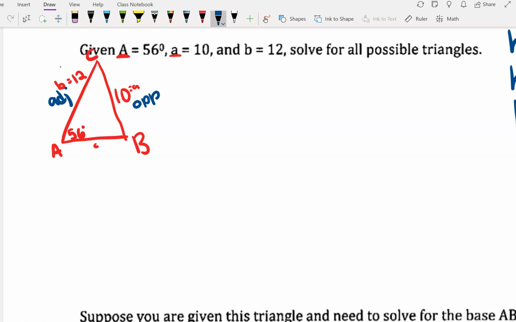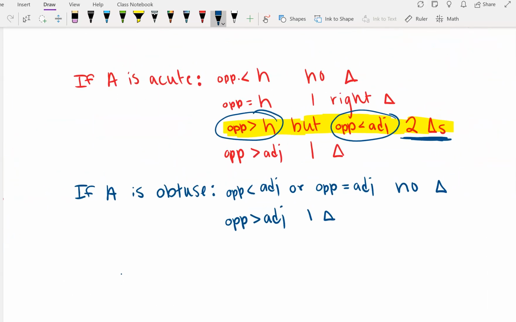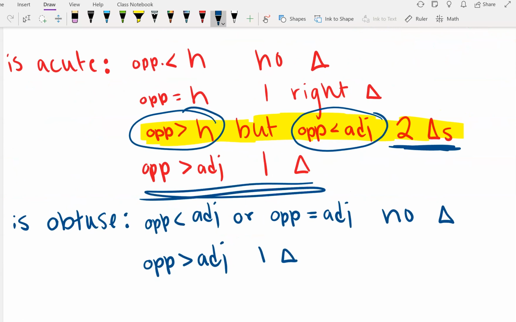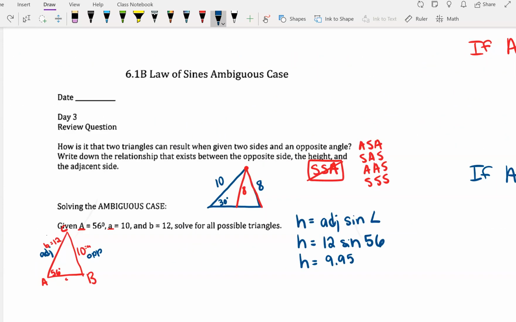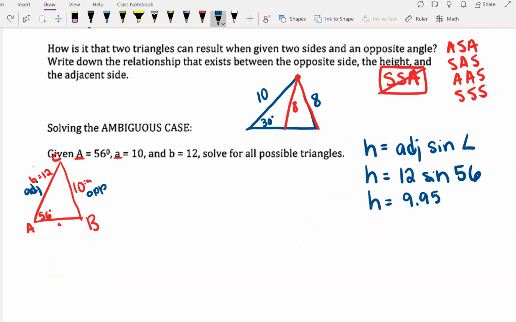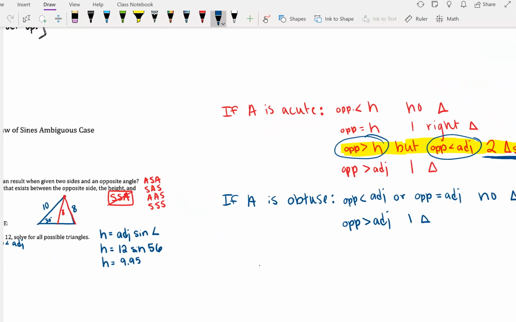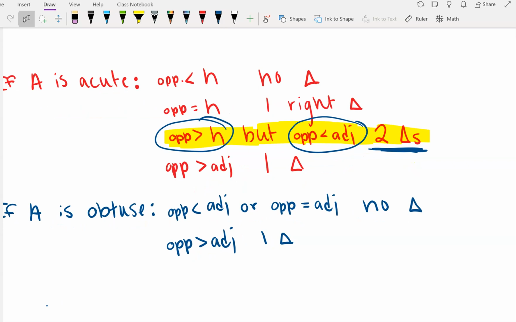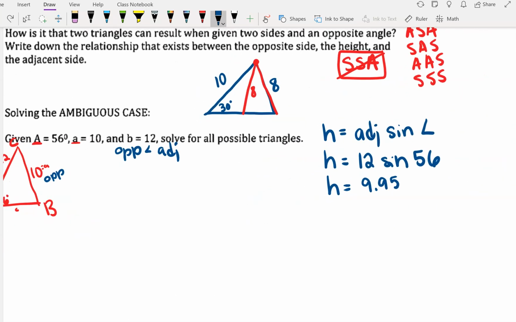And the first thing I always want you to do is compare the opposite to the adjacent. When we have an acute angle that we're dealing with, if the opposite is greater than the adjacent, if you look over here, then we would have one triangle, and we wouldn't have to go and find the height. But the opposite isn't greater than the adjacent. The opposite was less than the adjacent. So since the opposite is less than the adjacent, what we want to do is also compare the opposite to the height to determine if it maybe fits the requirements for this one. So that's what we're going to do now, is find the height.